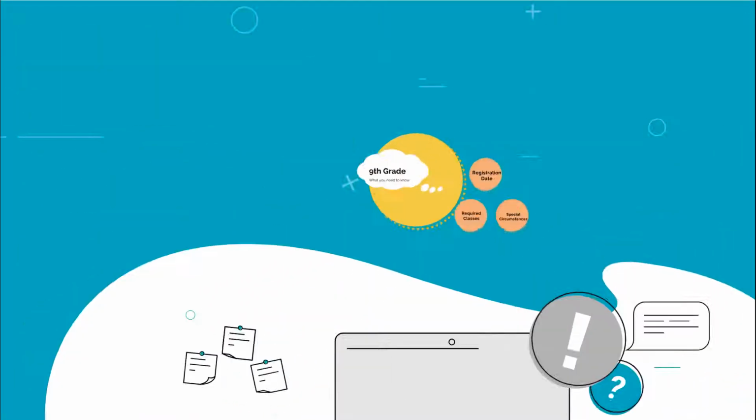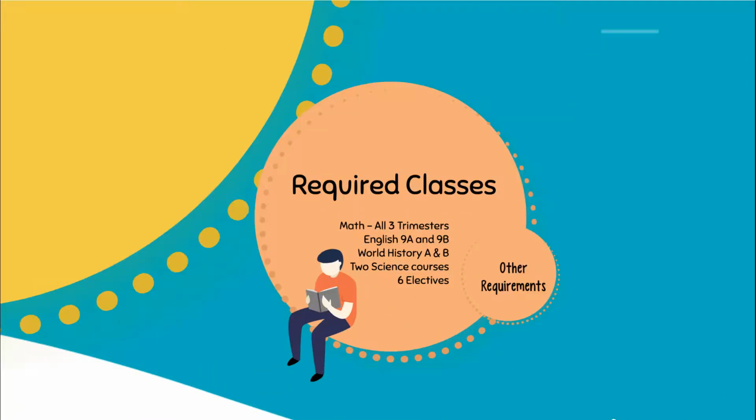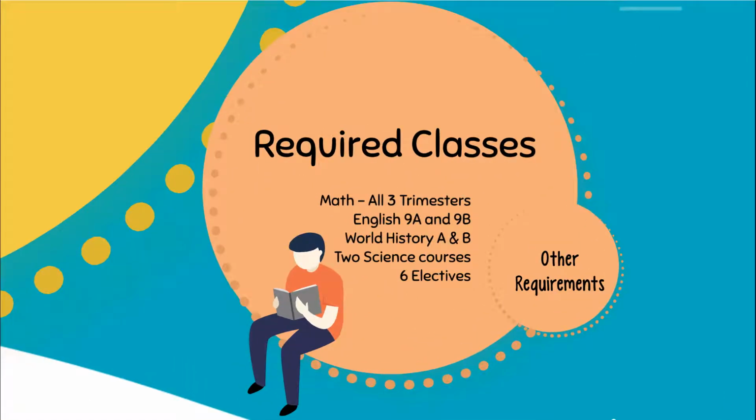Okay, on to the 9th grade. So important for you guys to know, you must take math all 3 trimesters. English is only 2 trimesters for you in 9th grade next year. World history is a requirement unless you substitute a foreign language. You must take 2 science courses. You have several to choose from, but you just need to take 2 of them, and then you get 6 electives.